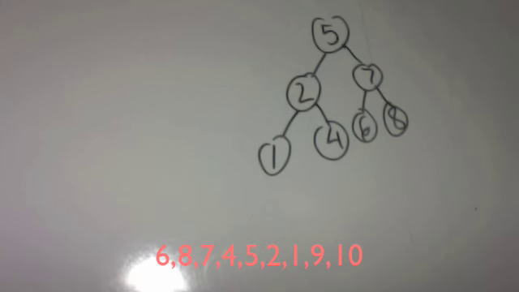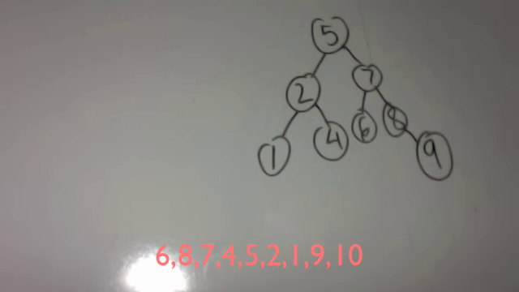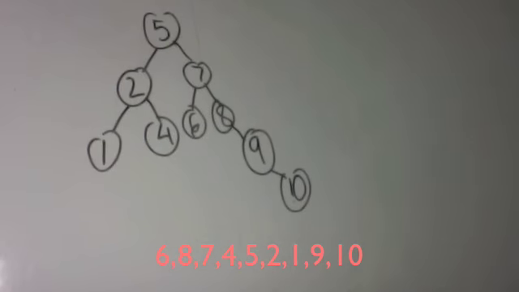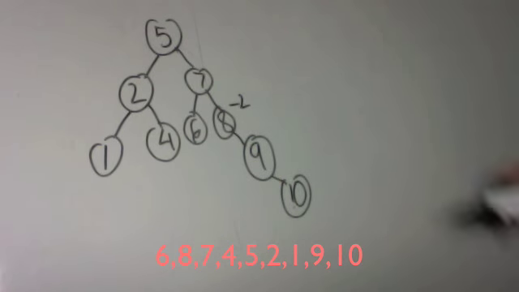We now move on to the next node, which is number 9. Since 9 is greater than 8, we put it to the right of 8. The next node is number 10. Since 10 is greater than 9, we put it to the right of 9. However, the balance factor of node 8 is now negative 2. That means we have to rotate at 8.